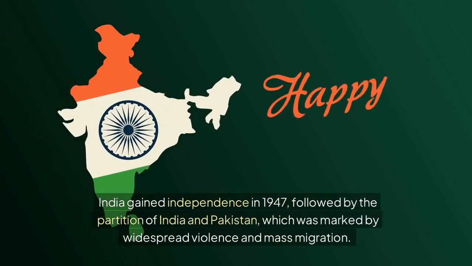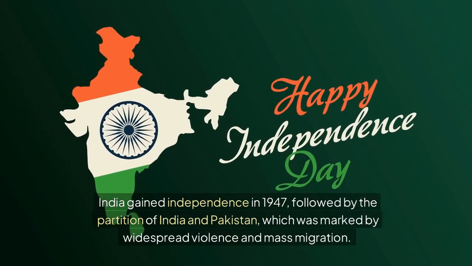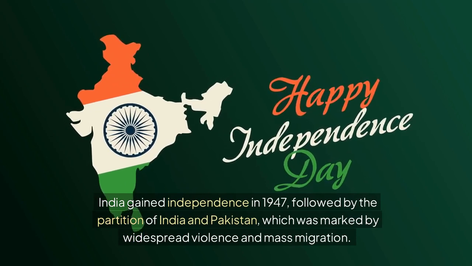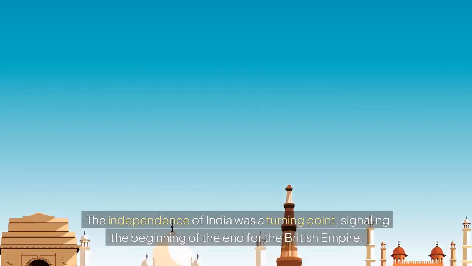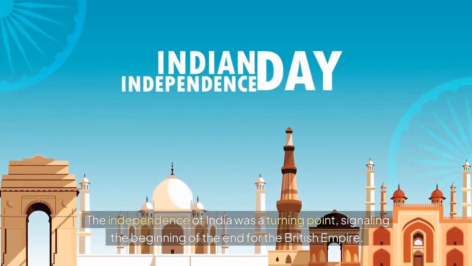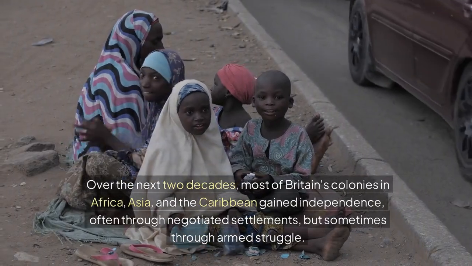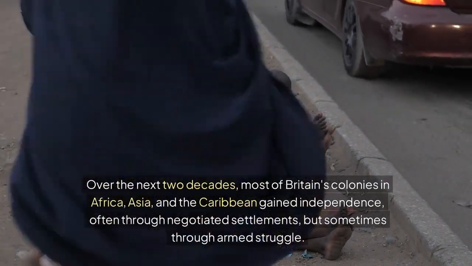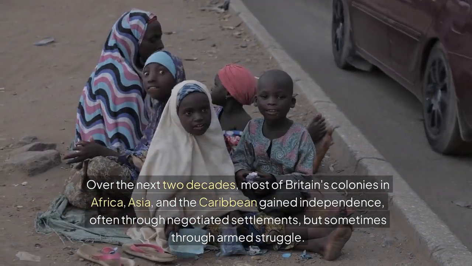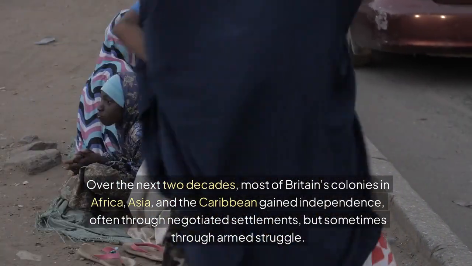India gained independence in 1947, followed by the partition of India and Pakistan, which was marked by widespread violence and mass migration. The independence of India was a turning point, signaling the beginning of the end for the British Empire. Over the next 2 decades, most of Britain's colonies in Africa, Asia, and the Caribbean gained independence, often through negotiated settlements, but sometimes through armed struggle.